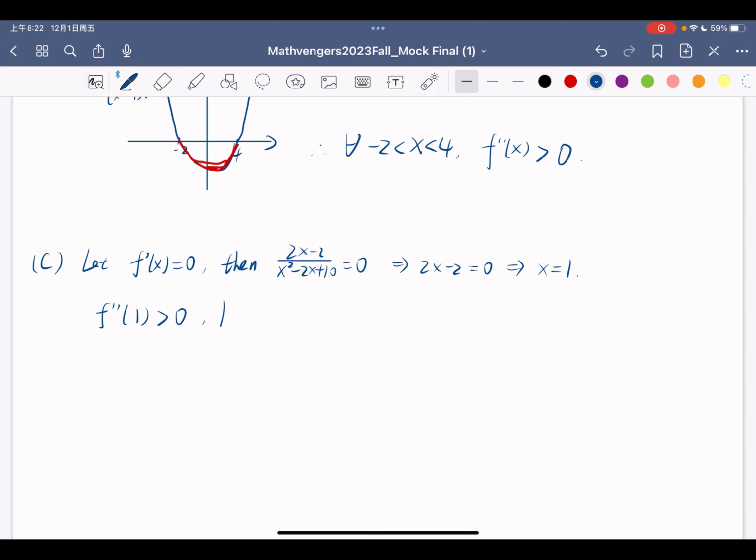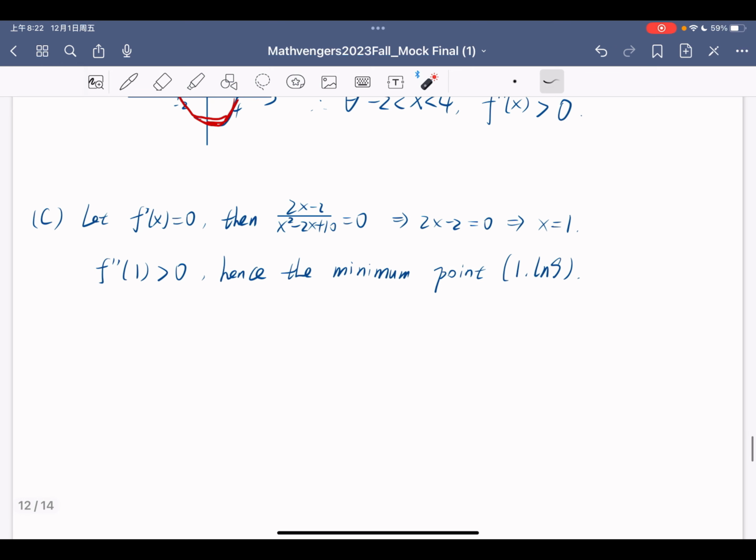So we have a local, actually a global minimum, because we just have one local minimum. This one should be the global minimum point, at x equal to 1 and ln 9, because you put x equal to 1 into the function to get the value of y. Okay, this is the critical point.